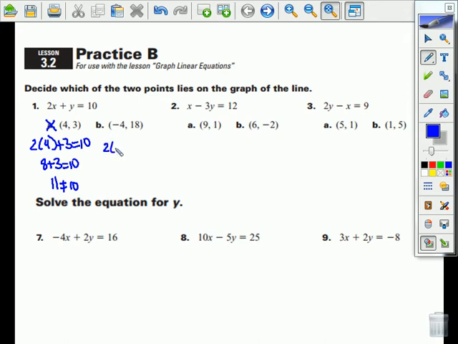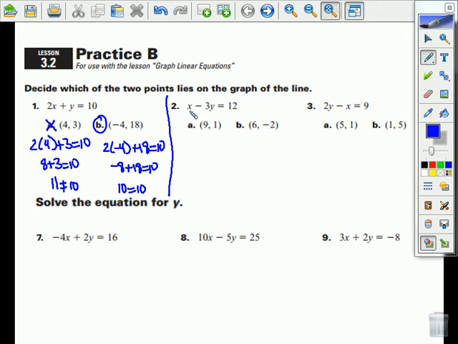I have 2 times negative 4 plus 18. Does that equal 10? That gives me negative 8 plus 18, which does equal 10. So 10 equals 10. So this point would lie on the line if I were to graph it. Let's try one more of these together.